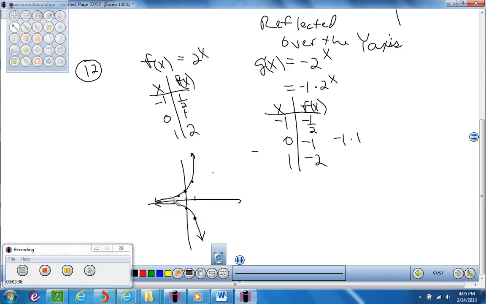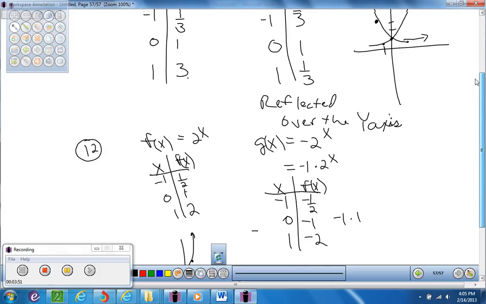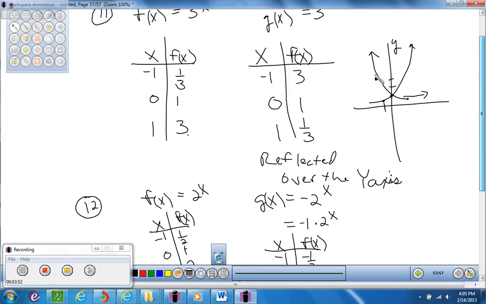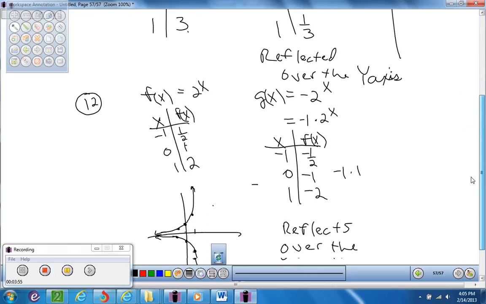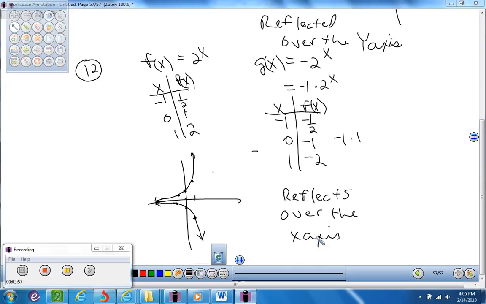So what's happened here is we've reflected over the x-axis. So if we put the negative in the exponent, like we did in this one, we reflect over the y-axis. If the negative is with the base, we're going to reflect over the x-axis.